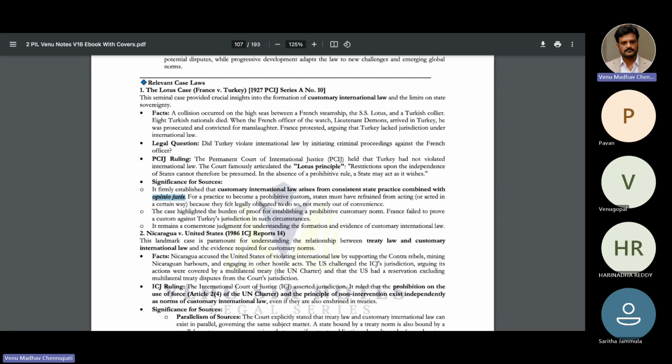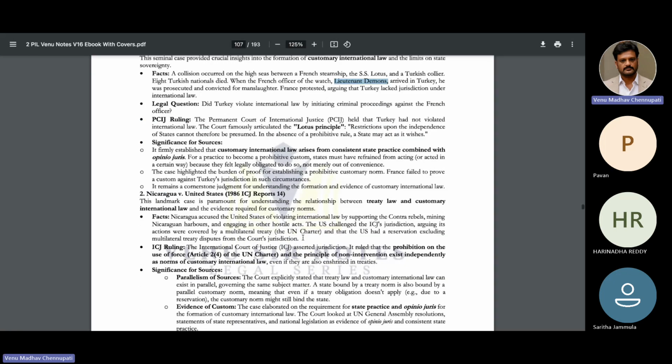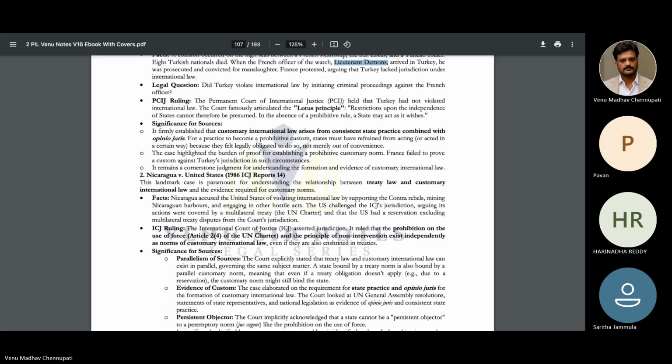So the French lieutenant, when he came to Turkey, he was arrested, and the International Court of Justice said, yes, Turkey can conduct the trial. Turkey has the authority to prosecute them. Nice.